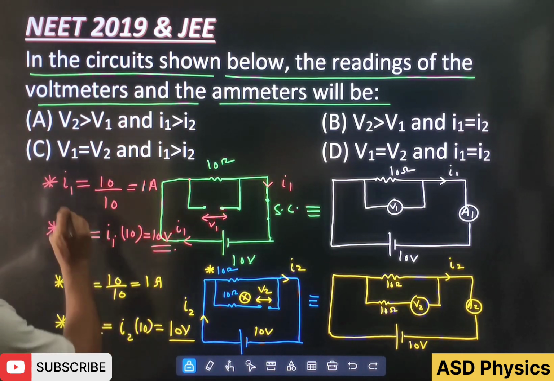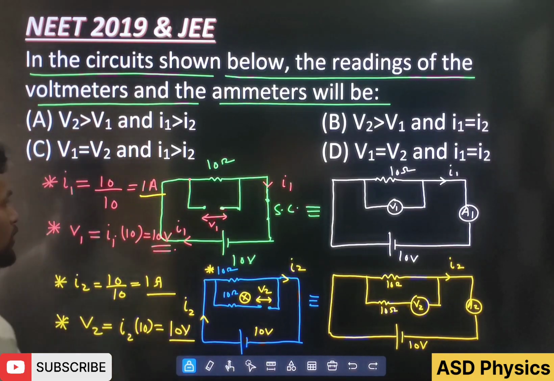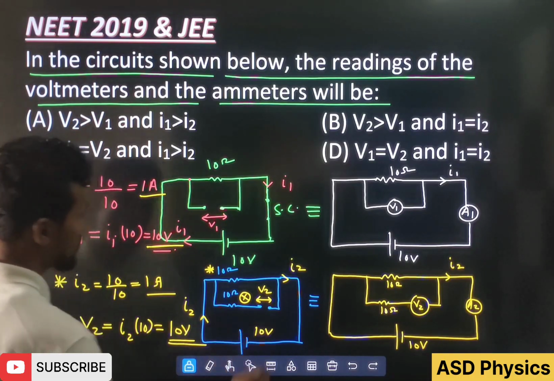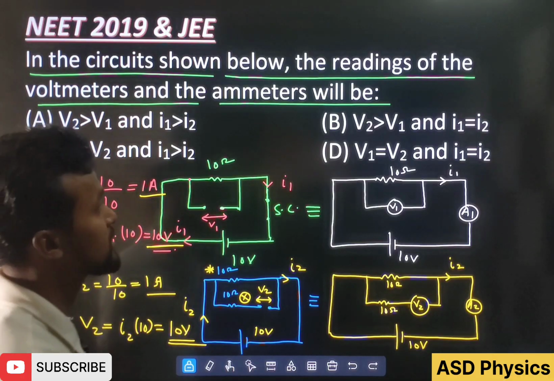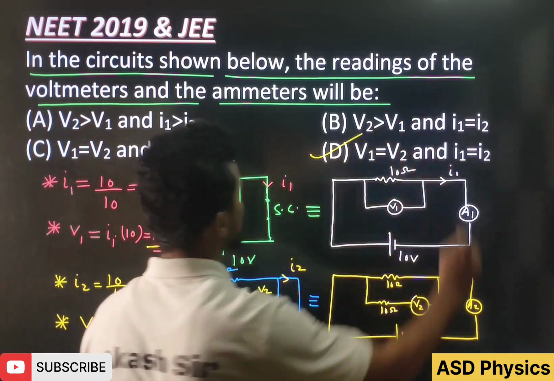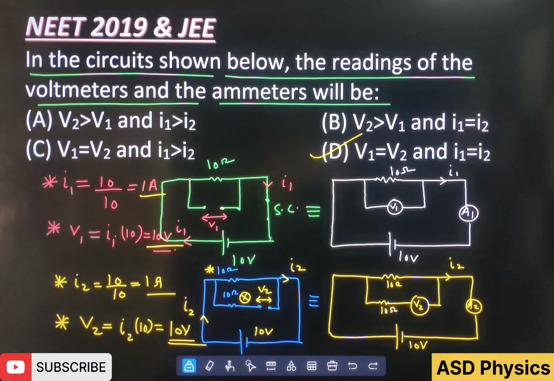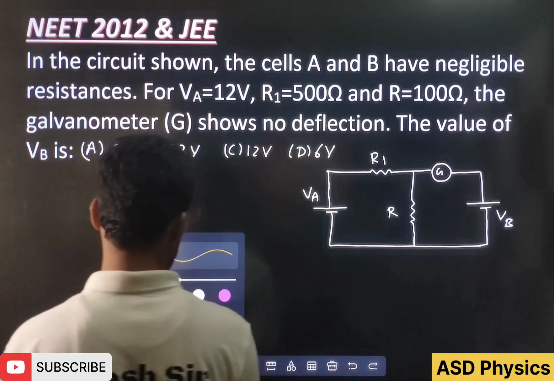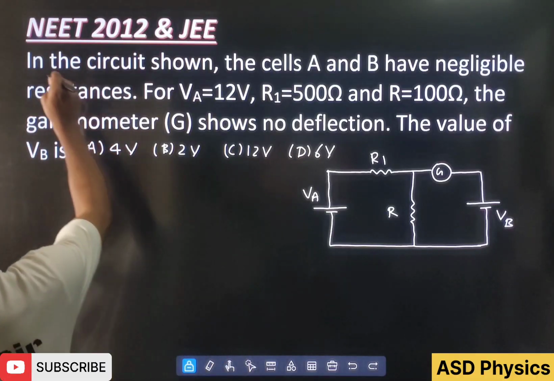10 volt. So you can see very well I1 is 1 ampere, I2 is also 1 ampere, that means both are equal. V1 is 10 volt, V2 is also 10 volt, that means that is also equal. That means the correct option is D: V1 equal to V2 and I1 equal to I2. Great. Next one, let's see here students, this question was asked in NEET 2012.